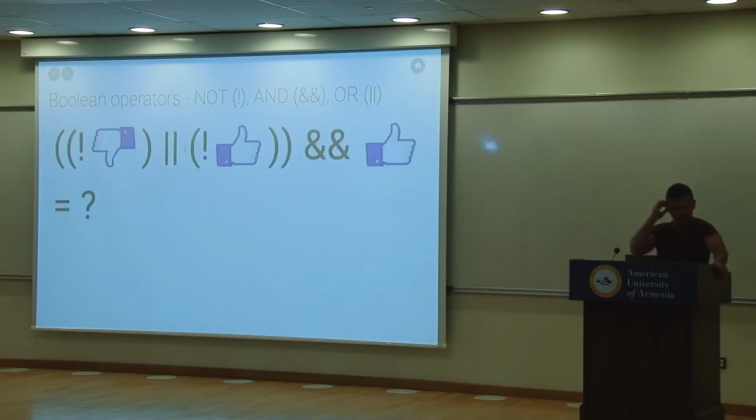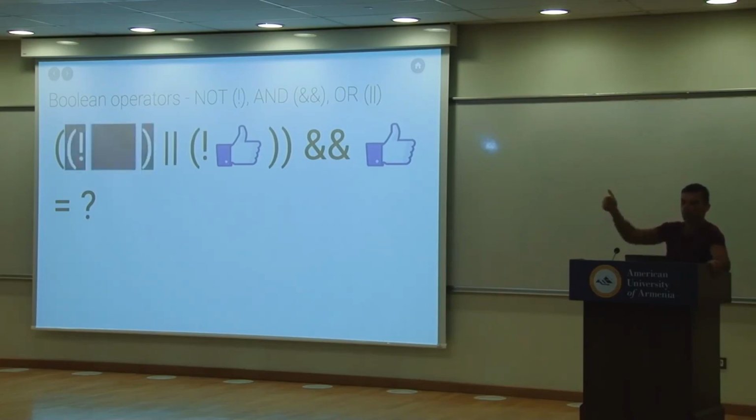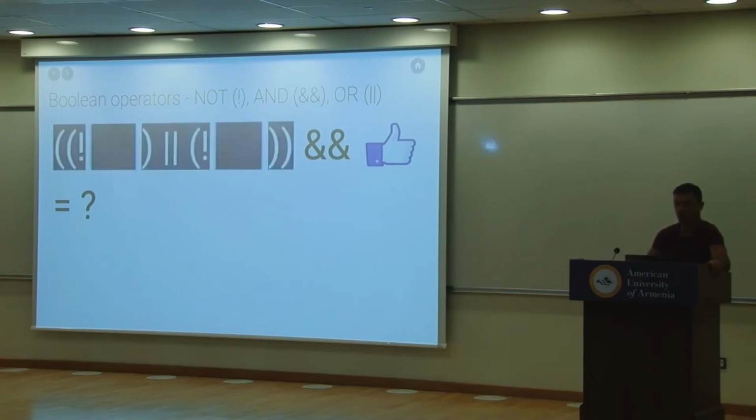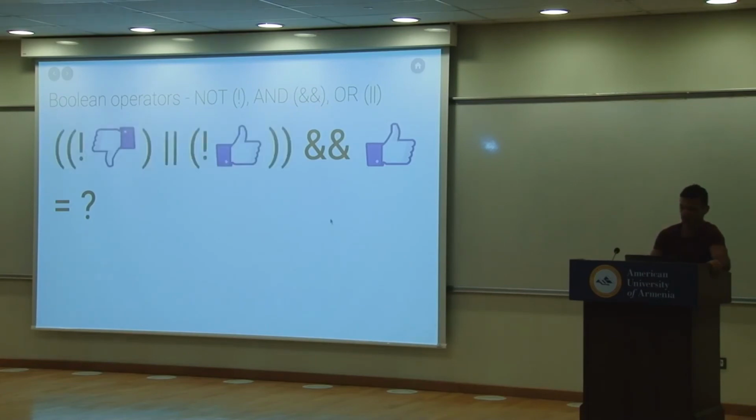Wow, we have a lot of these. Okay, solve for this one. Okay, let's go through this. We flip this one, this becomes true. We flip this one, this becomes false. So we have true or false. What is true or false? True. So all of this becomes true. True and true is true. Very nice.